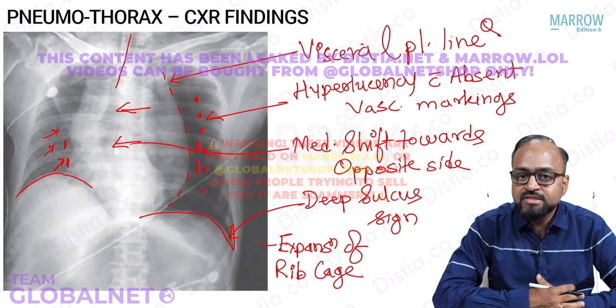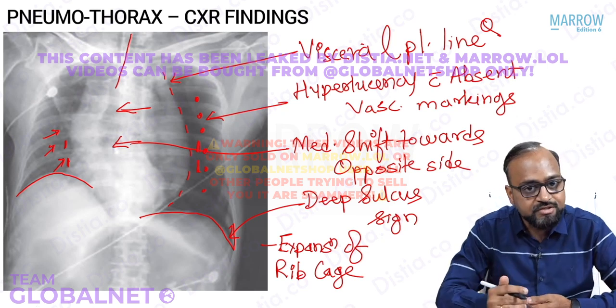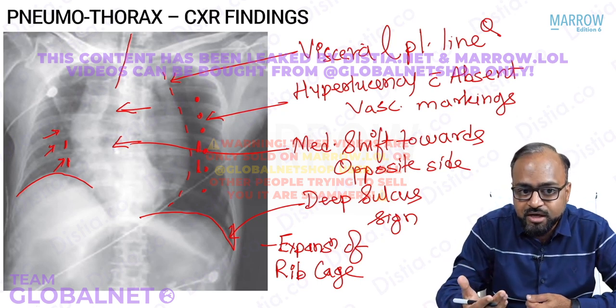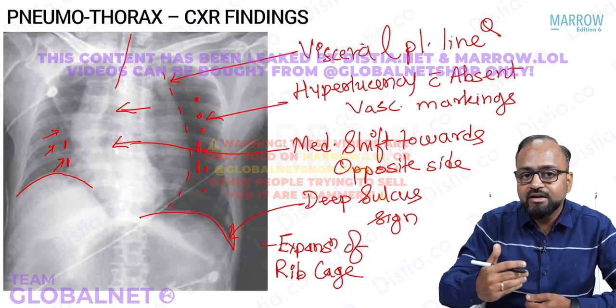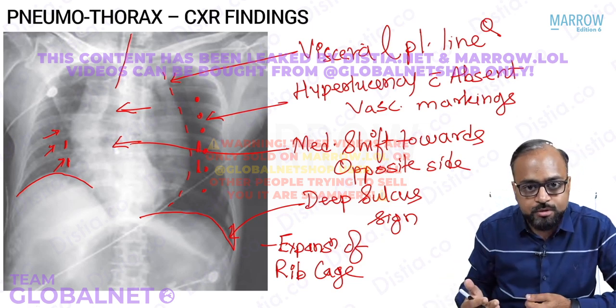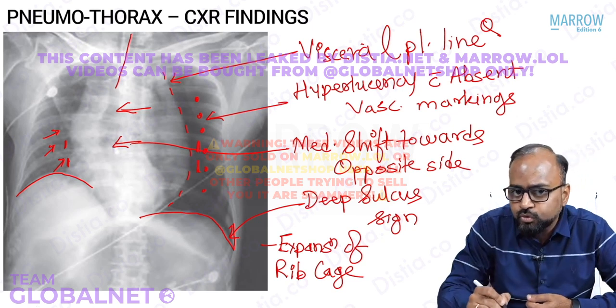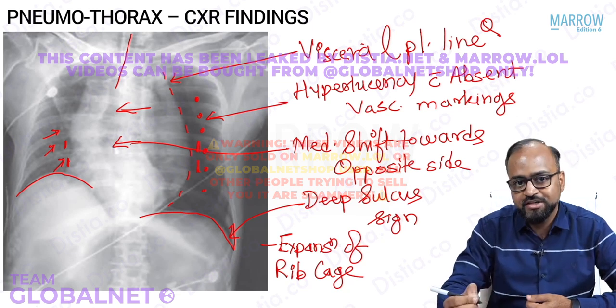Now can you see these findings in this image? Can you see the visceral pleural line? That is the lung surface. Can you see the pneumothorax appearing excessively black with absent vascular markings? Mediastinal shift is always towards the opposite side. The diaphragm is pushed down, that gives rise to a deep sulcus sign and the expansion of the rib cage. In every case of pneumothorax, you must always make it a point to look for all these findings.